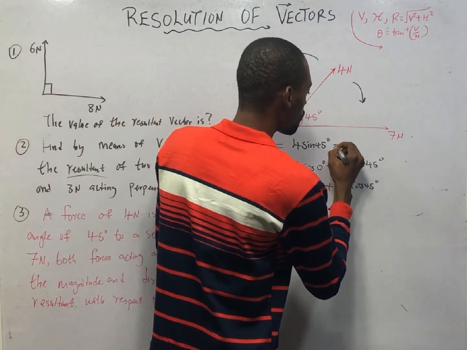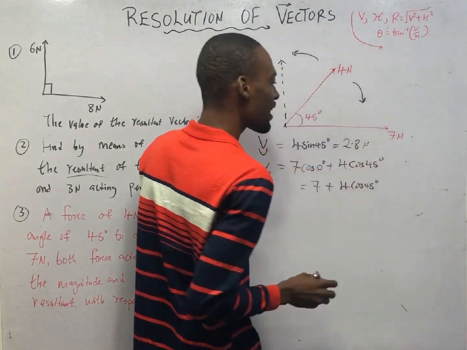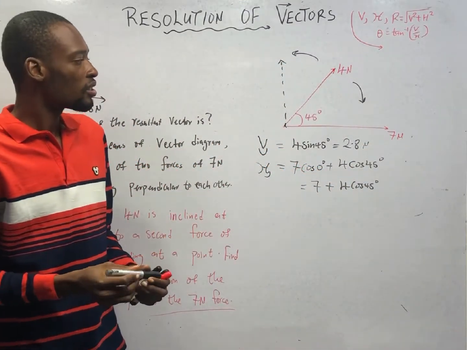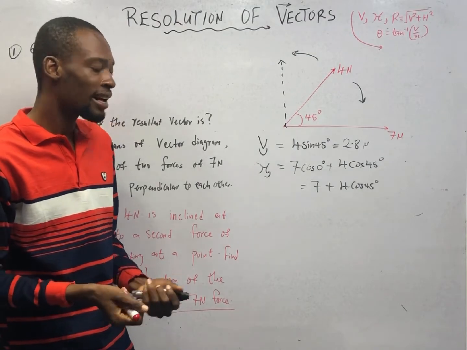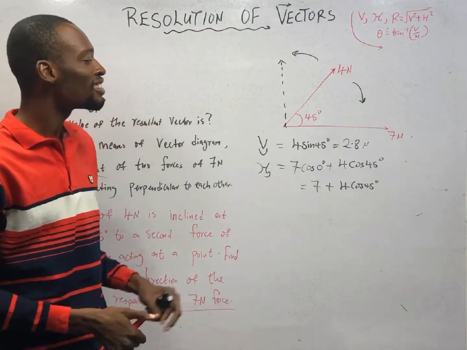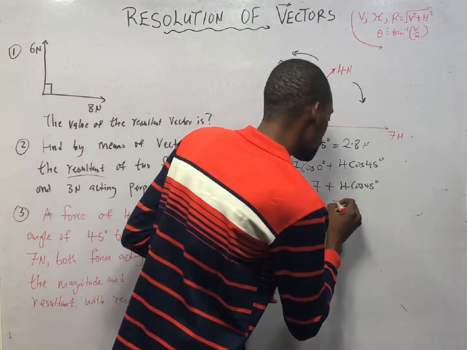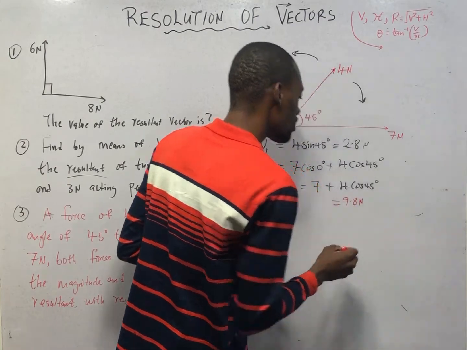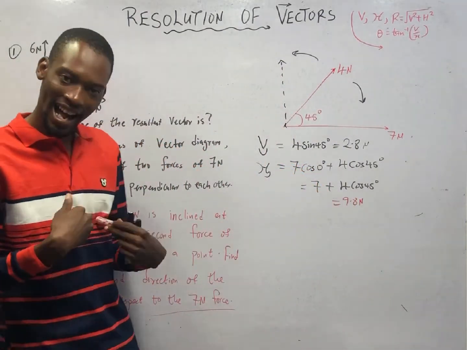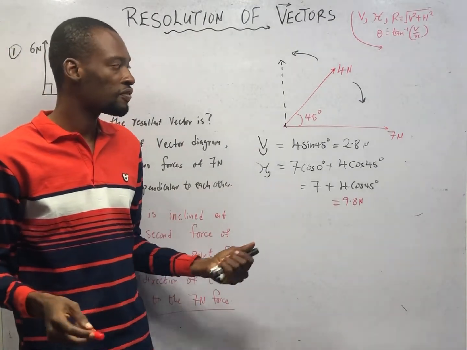If this gives you 2.8, I am right. If it doesn't give you 2.8, I am wrong. But whether I am right or wrong, it's not the problem. The thing is, understand what we are doing, you do the correct one. So here I should give you 9.8 Newton, that is if I am correct. So we found V, we found H.